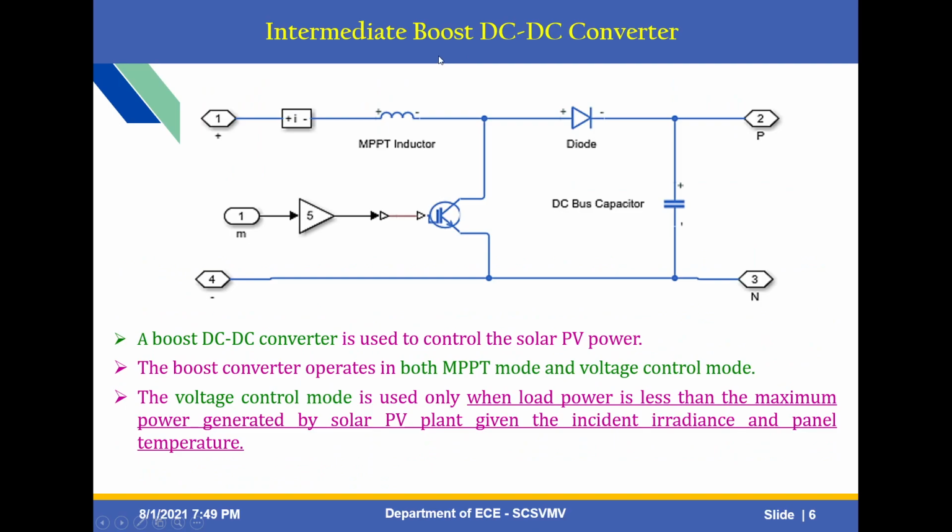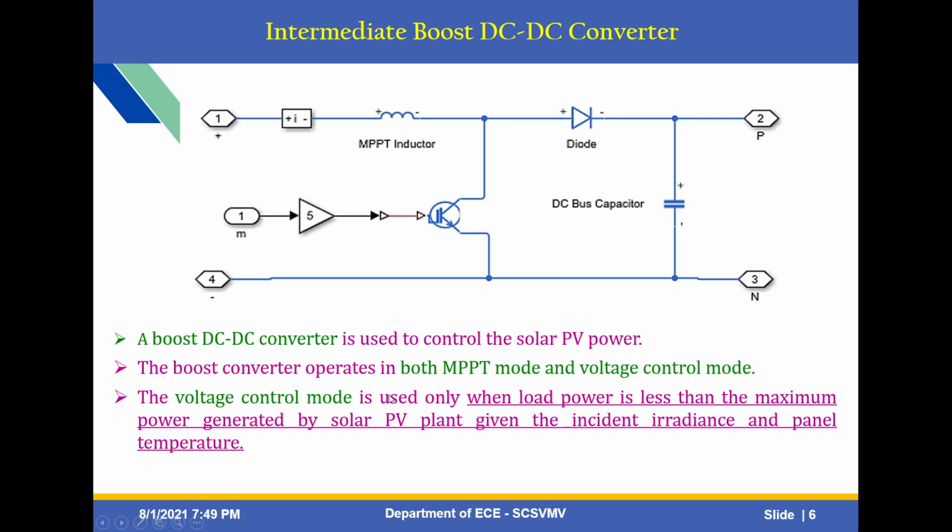Next one is the intermediate boost DC to DC converter. Here there are the MPPT inductor, diode and the DC bus capacitor. A boost DC to DC converter is used to control the solar PV power. The boost converter operates in both MPPT mode and voltage control mode. Here by using the slider option, you can change between the voltage control mode and the MPPT control mode.